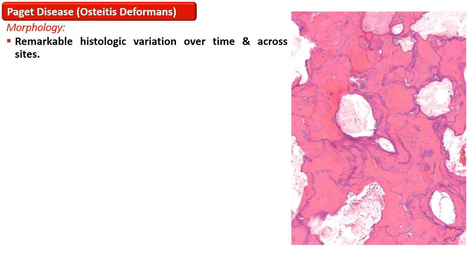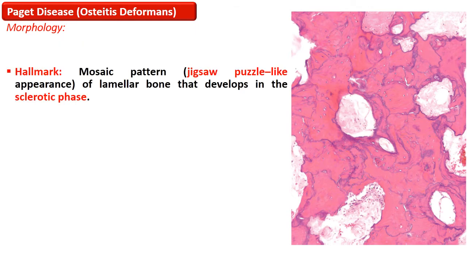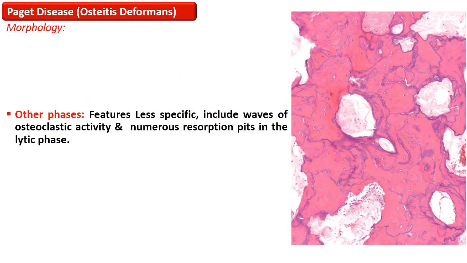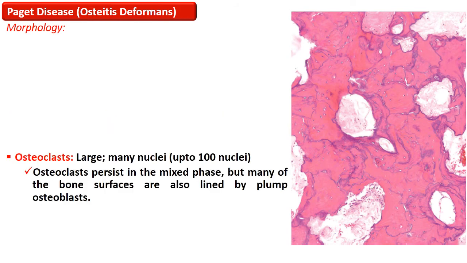As the disease is characterized by various stages, there is variation in the histologic appearance of Paget's disease over time and across sites. The hallmark of the osteosclerotic phase is the mosaic pattern, also termed jigsaw puzzle-like appearance. It is produced by unusually prominent cement lines which join haphazardly oriented units of lamellar bone. Other phases of the disease have less specific features that include osteoclastic activity, and there are numerous resorption pits in the lytic phase.